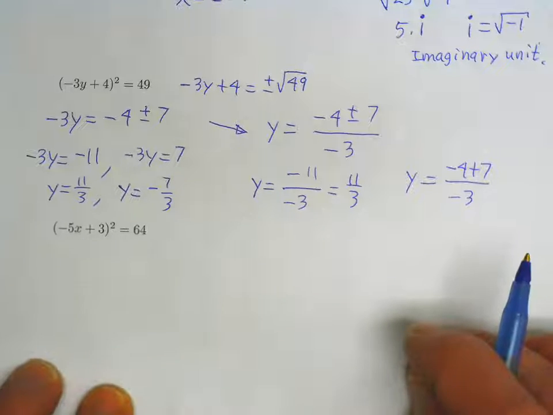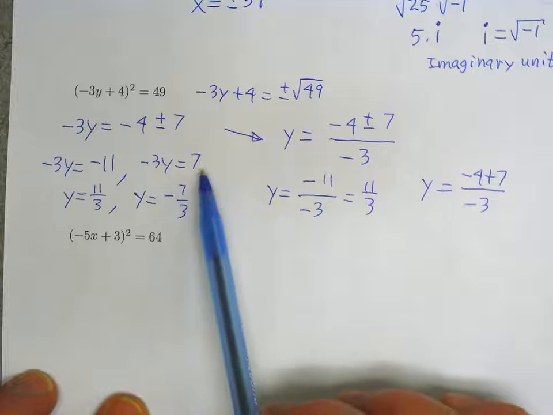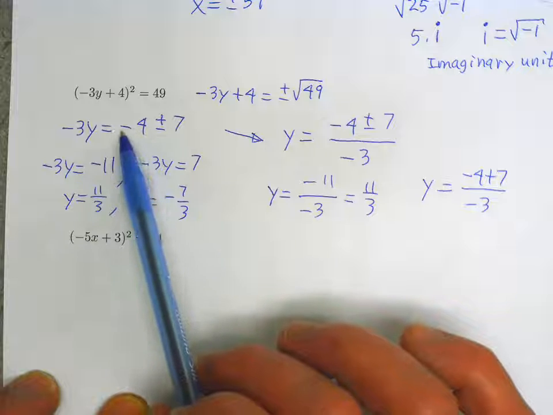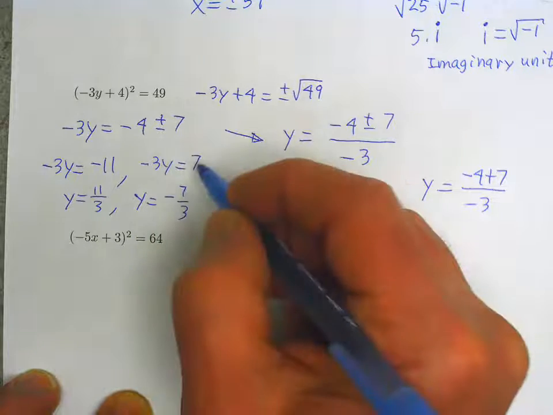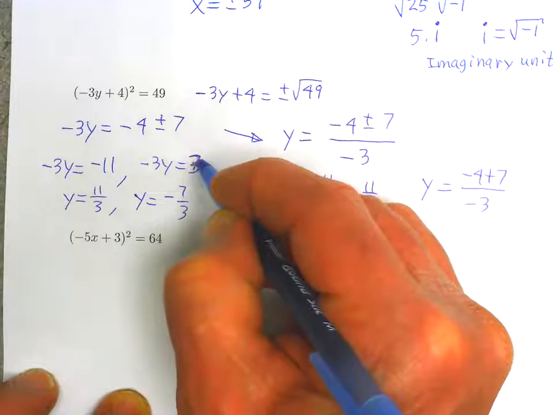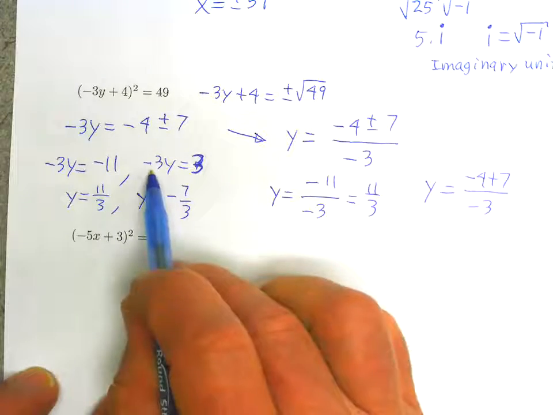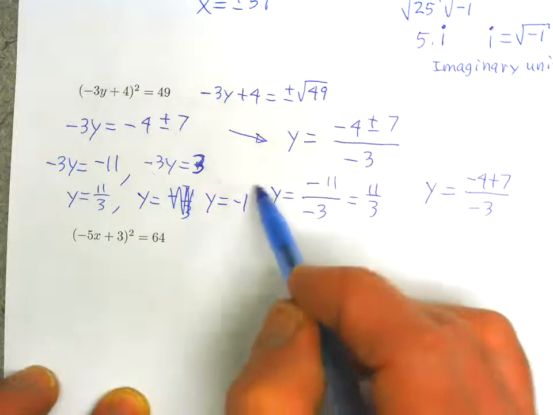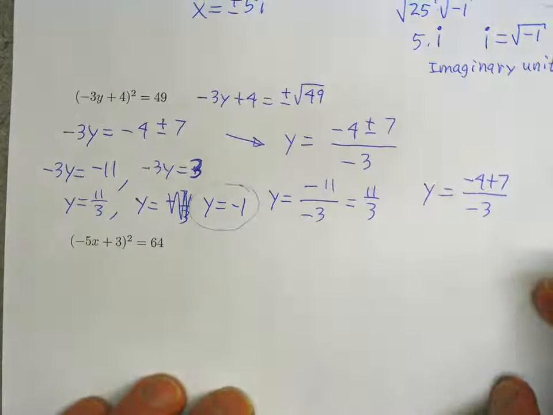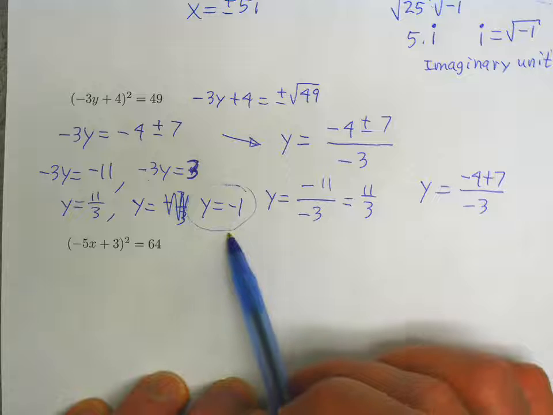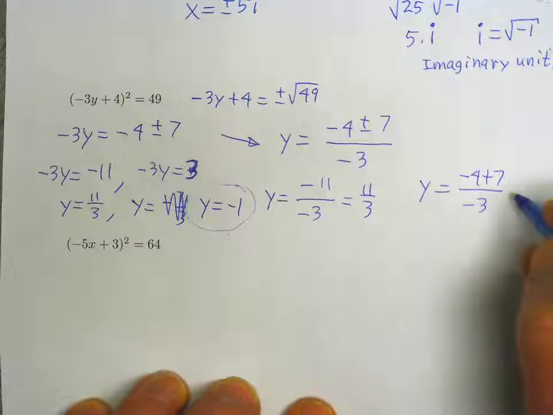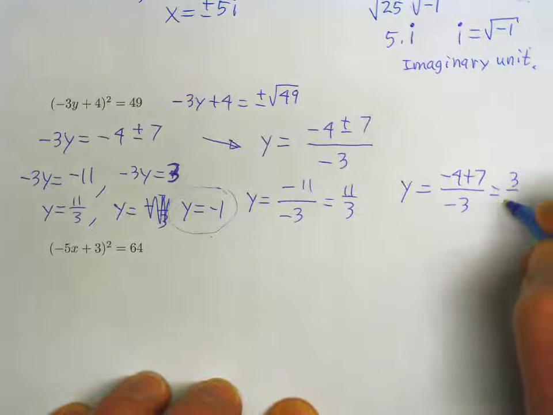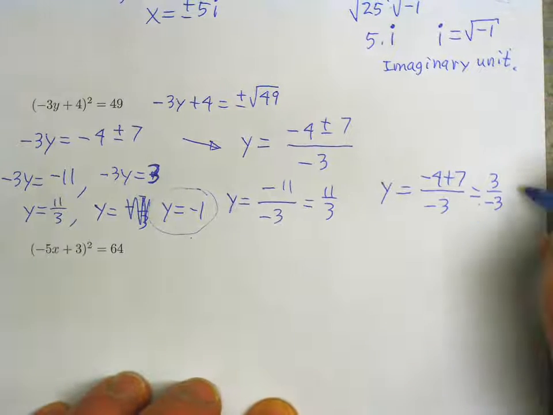So I see I made a mistake earlier. This number over here, when we were up here, -4 plus 7, this one should be +3. And then when we divide both sides by -3, we get y equals -1. So I hope that didn't ruin the day for you. Okay, then over here, the numerator, -4 plus 7, is +3, and then divided by -3. So we get -1.